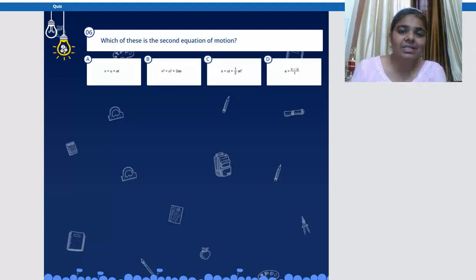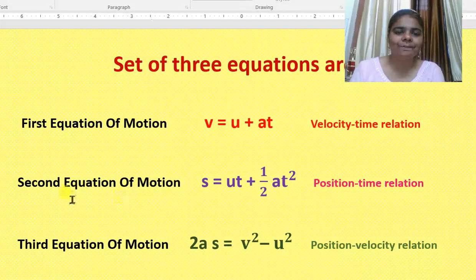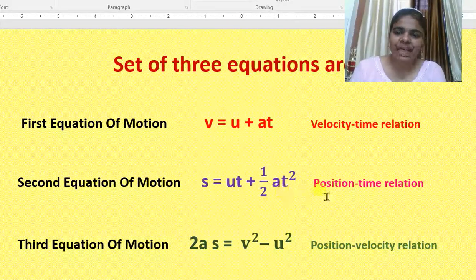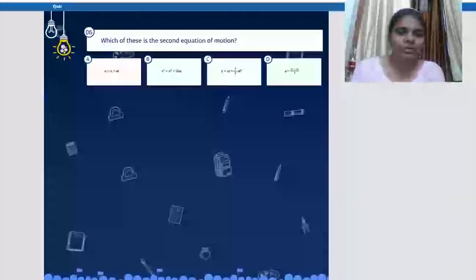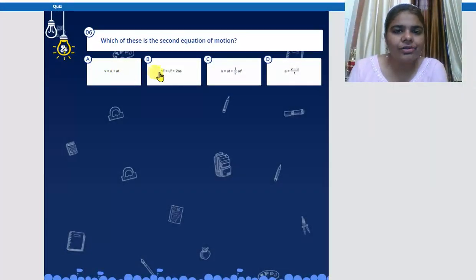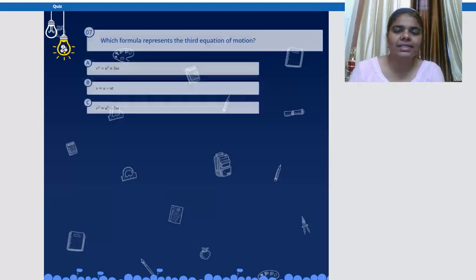Which of these is the second equation of motion? Again, second equation of motion is S equals to ut plus half at square, and it is giving us position time relation. Let's move to the question. Second equation of motion is here. Yes, it is C, S equal to ut plus half at square. Yes. Let's move to the next.